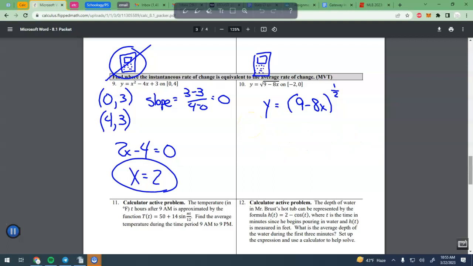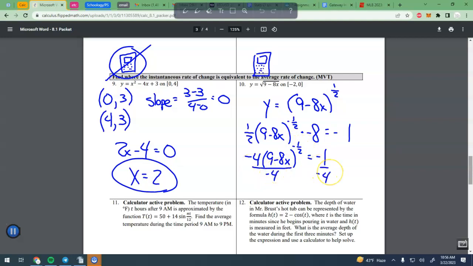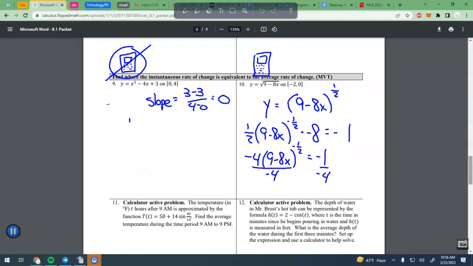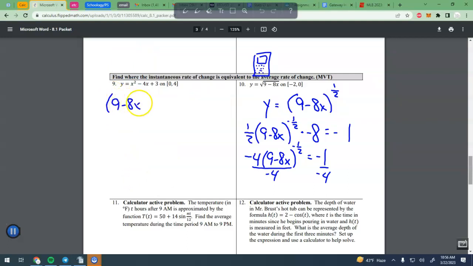So the derivative, first I'm going to rewrite it to the 1/2 power, and then I use chain rule. So bring down the 1/2, reduce the power by 1, multiply by the derivative of the inside, and I want that to equal -1. So I multiply these two together. I have -4 times 9 minus 8x to the -1/2 equals -1. I think I would divide both sides by -4 here. Which will give me 9 minus x squared to the -1/2 equals 1/4. With me?